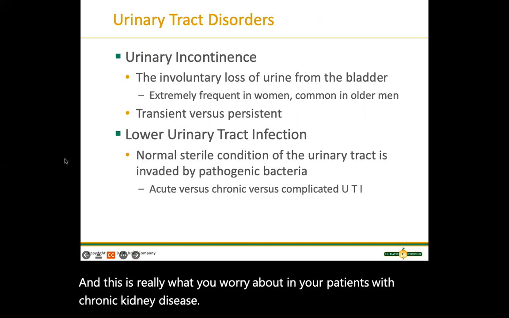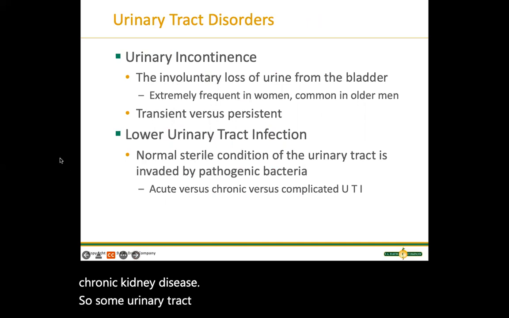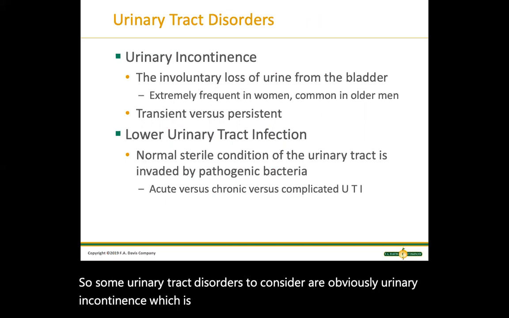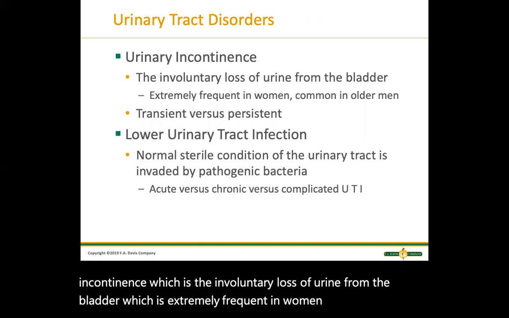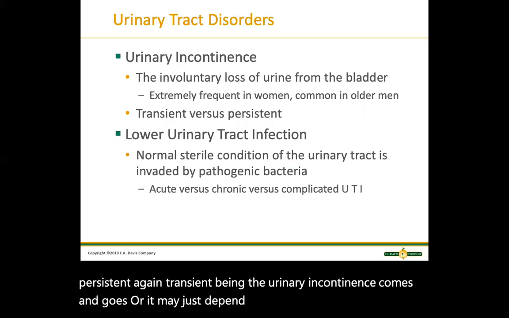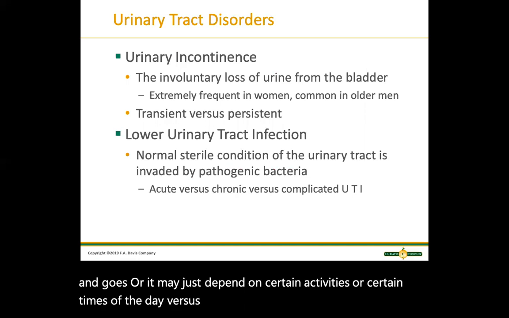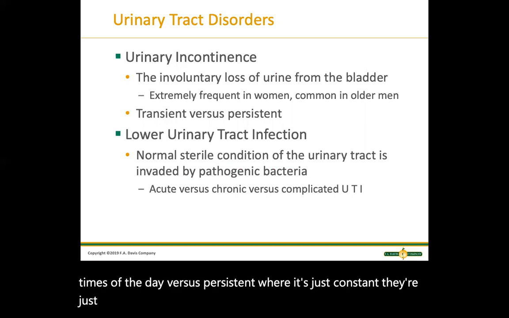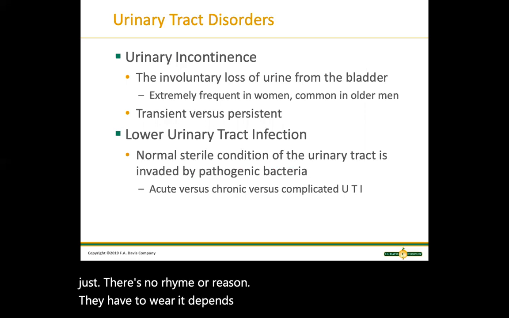Okay, so some urinary tract disorders to consider are obviously urinary incontinence, which is the involuntary loss of urine from the bladder, which is extremely frequent in women and common in older men. And there are two types: transient versus persistent. Transient being the urinary incontinence comes and goes, or it may just depend on certain activities or certain times of the day, versus persistent where it's just constant. There's no rhyme or reason. They're just constantly going.